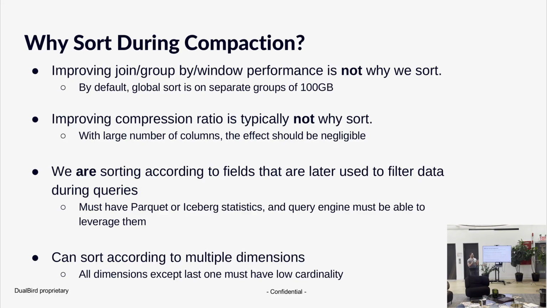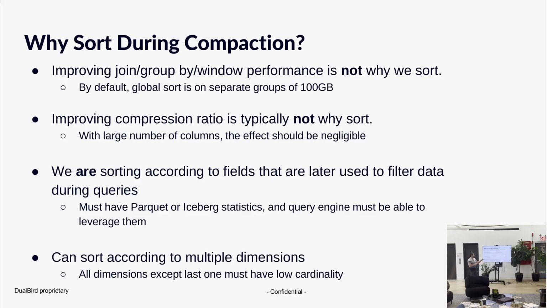This is a common misconception. It is true that with sorted data, if your query compiler knows that the data is sorted, it can do joins or group bys much more efficiently. But that's not what happens when you do sort-based compaction, because it's not an actual global sort of your entire table. It's a semi-global sort. I'll explain that in the next slide.